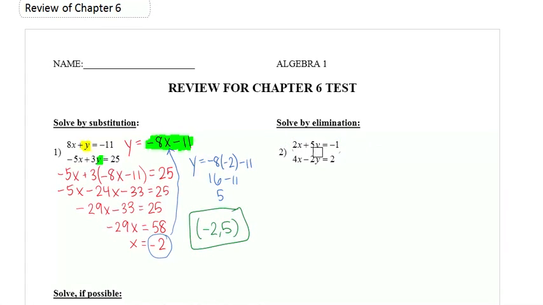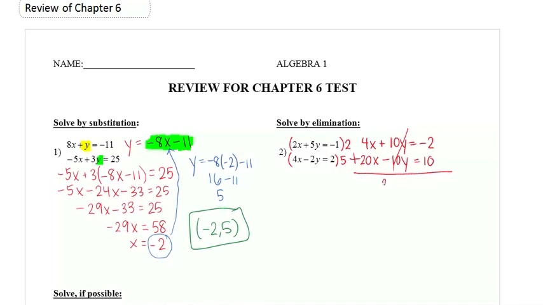But I'm looking at this, and I like the fact that my y's have signs that are opposites. So I'm going to multiply my first equation by 2 and my second equation by 5. That gives me 4x plus 10y equals -2, and 20x minus 10y equals 10. And the reason I chose to deal with my y's is because now I have a 10y and a -10y. If I add my two equations together, my y's are eliminated.